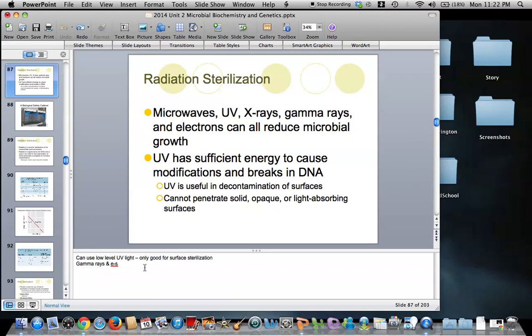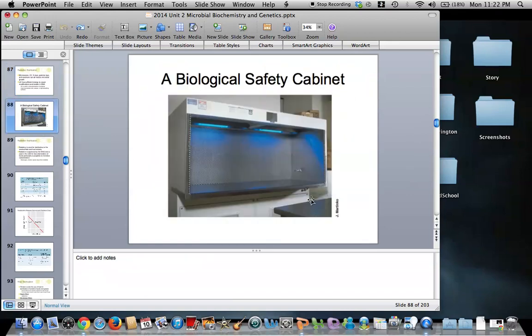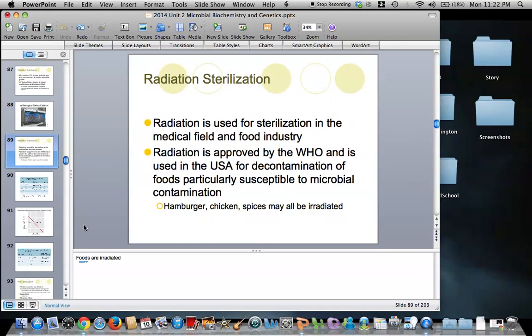Radiation sterilization: microwaves, UV, X-ray, gamma, electrons. UV causes double-stranded DNA breaks, and is good for surfaces, but not good for the actual organisms because of those double-stranded breaks. It can't get through any type of light-absorbing surface, so you need an open surface like this in the hood.